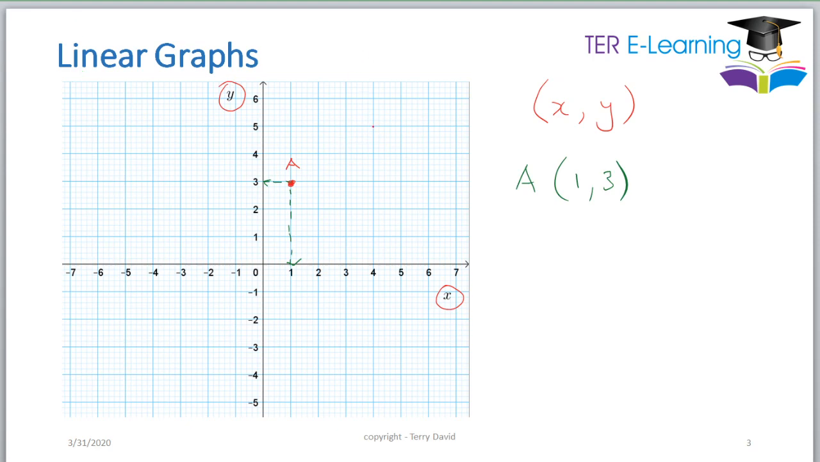Now let me ask you a question. What are the coordinates of the point B? Right? Let me see what you all give me.